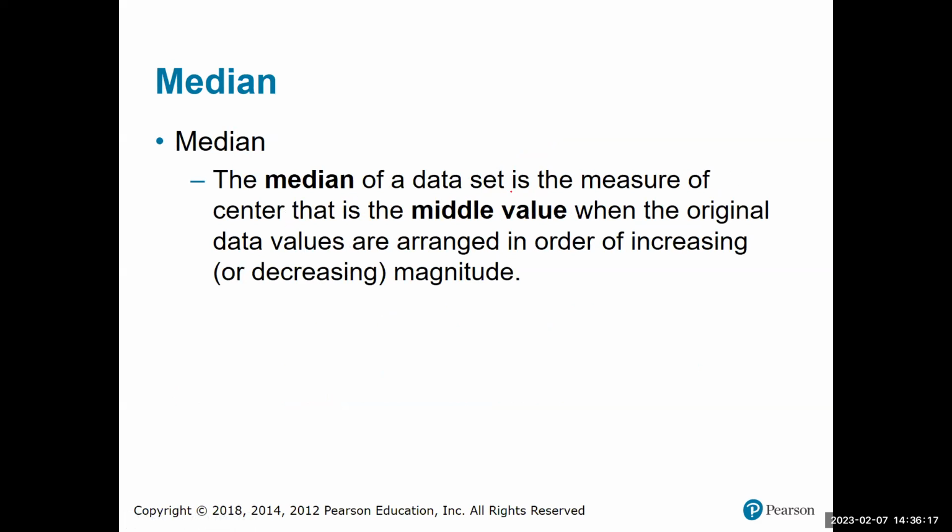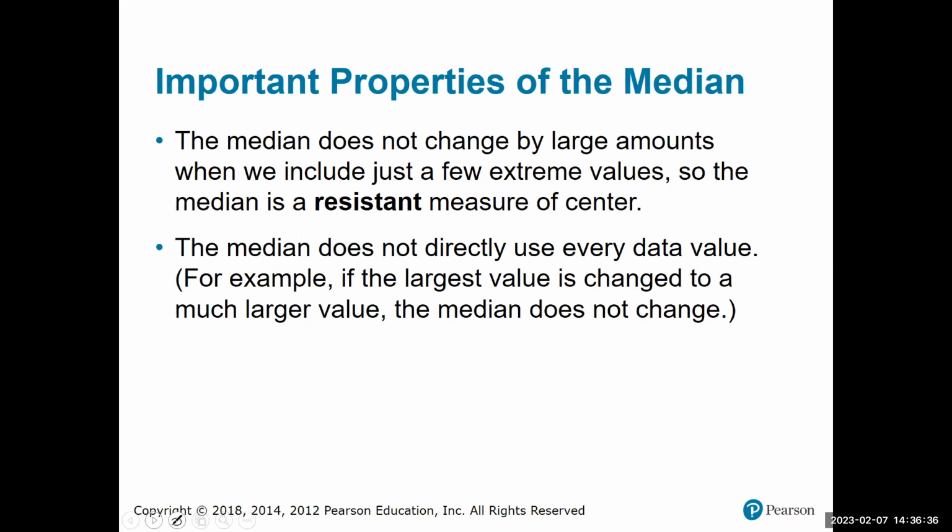All right, the median of a data set is the measure of center that's the middle value when the original data are arranged in order of increasing magnitude, right? It could also be decreasing. So your data values are in order from smallest to largest or from largest to smallest. It doesn't matter as long as you have them in some kind of order. All right, the median doesn't change by large amounts when we include just a few extreme values. So the median is resistant, more so than the mean.